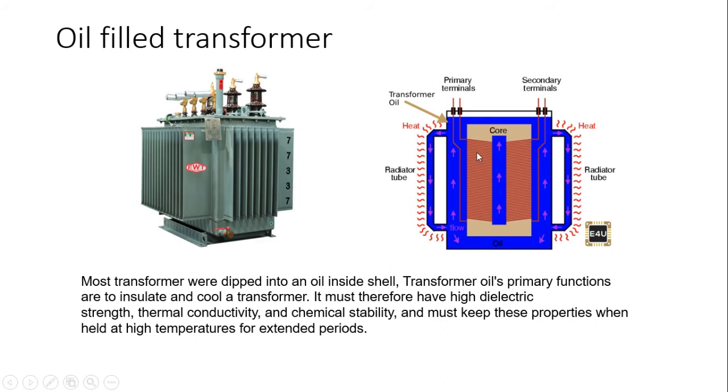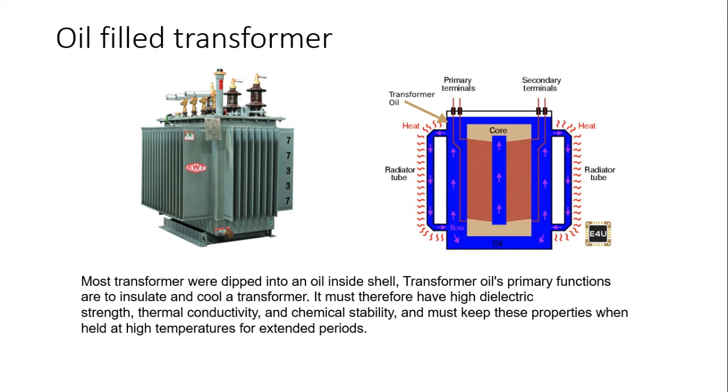As you can see, the core is in the middle, and it is surrounded by the transformer oil, which is a mineral based oil. So this kind of design, even though it is efficient, cannot avoid faults. Such faults could become fatal and costly for the government or the electrical company. The transformer oil provides cooling ability, thermal conductivity and chemical stability.